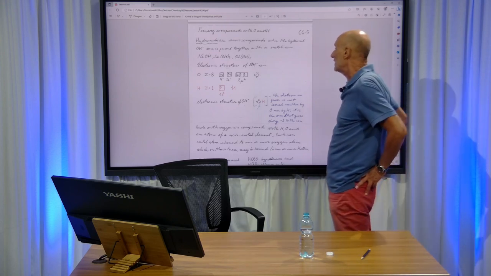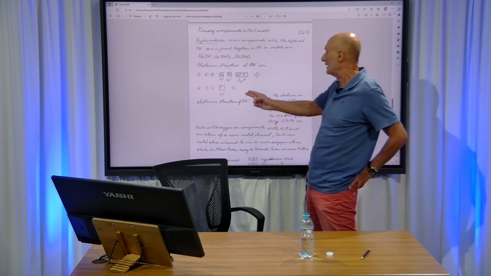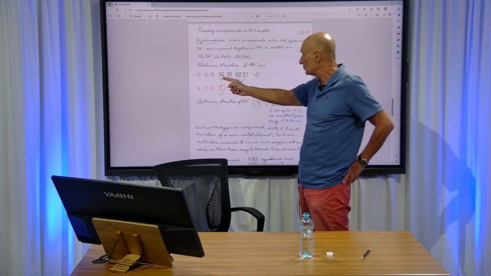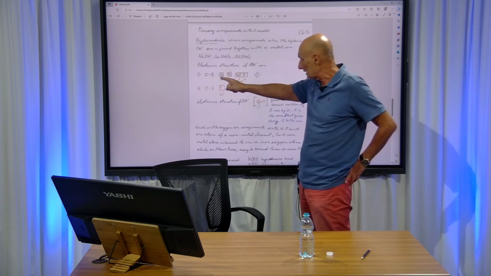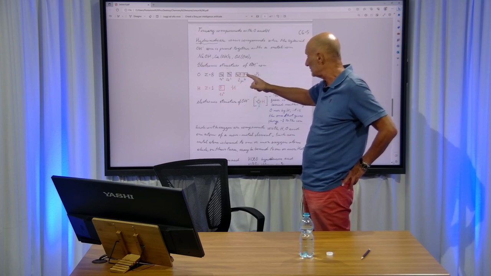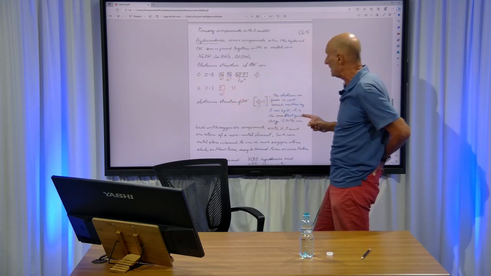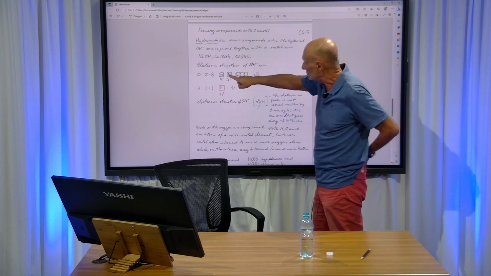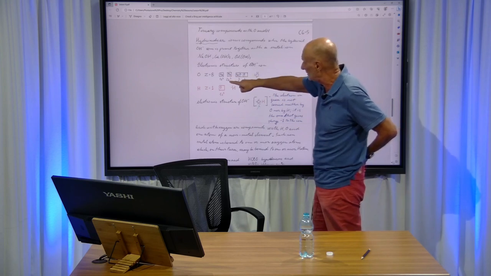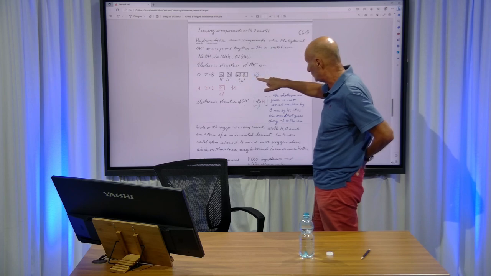the electronic structure of the hydroxyl ion. Oxygen has Z equal 8, so its electronic structure is 1s2, 2s2, 2p4. And the electronic symbol of oxygen is this one. The two electrons located in 2s are this one. The two electrons located in 2px are this one. The electron located in 2py is this one. The electron located in 2pz is this one.